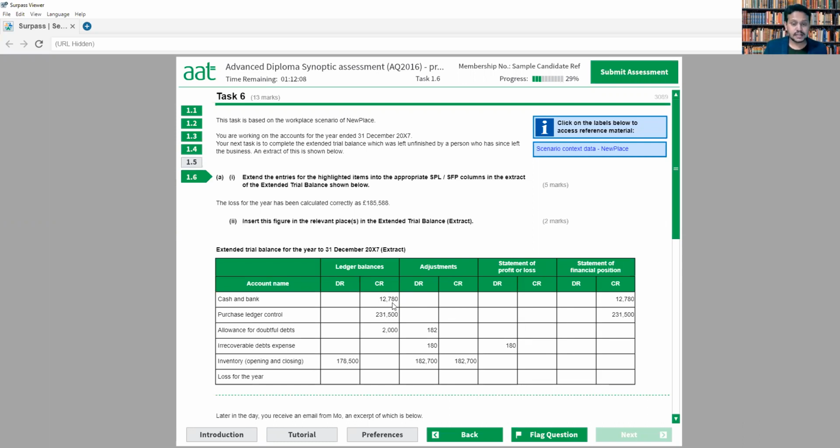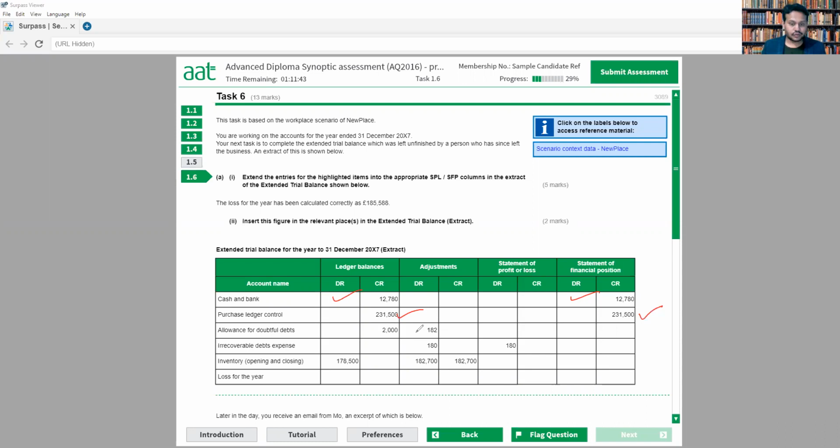But if on the ledger balance you see it on the debit side, it will come on the debit side here as well. Because if I see the opening balance on the ledger is a debit, that means it's my asset. But if I see it on the credit, that means it's my liability. Purchase ledger control is my liability. It is my credit supplier account.